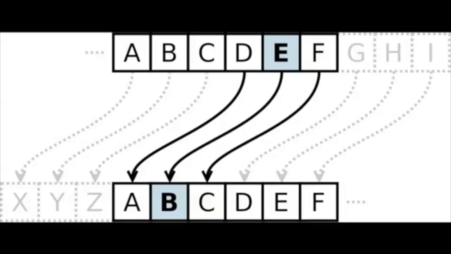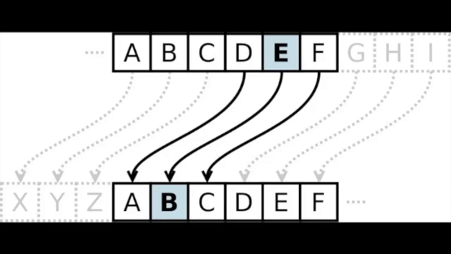In cryptography, a Caesar cipher, also known as Caesar's cipher, the shift cipher, Caesar's code, or Caesar shift, is one of the simplest and most widely known encryption techniques. It is a type of substitution cipher in which each letter in the plain text is replaced by a letter some fixed number of positions down the alphabet.